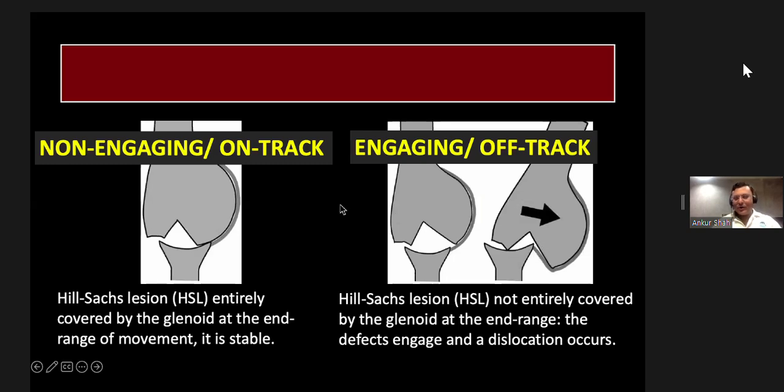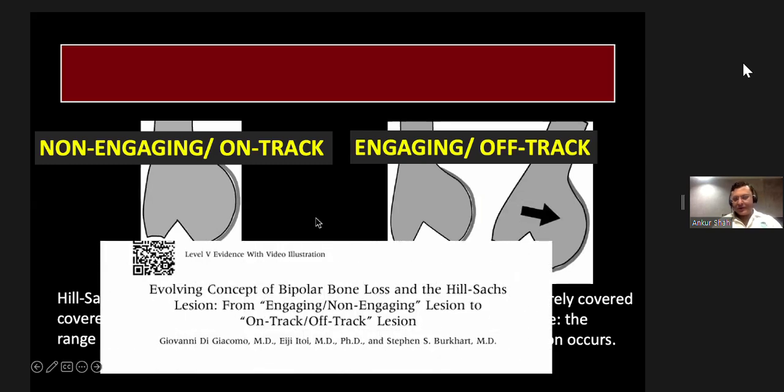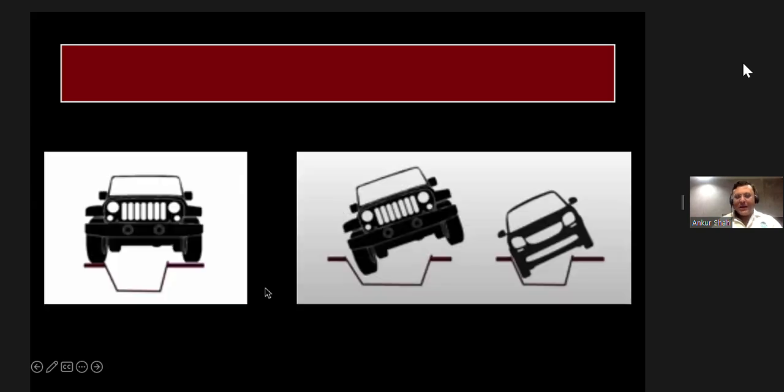And that is why it is important for us to tell them beforehand that this is probably an engaging lesion, so that they can plan their surgeries accordingly. You can find multiple articles which describe very nicely the on-track or off-track lesion and how to do all those measurements. So as I said, look for the porthole and the car. If this is smaller compared to the base of the car, it won't fall off. So that is a non-engaging or on-track lesion.